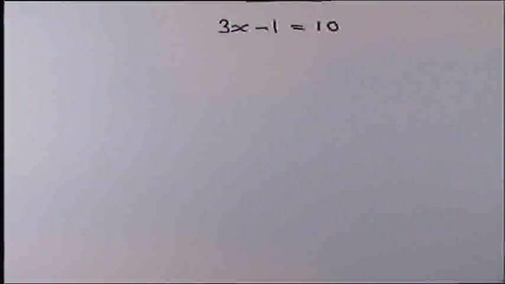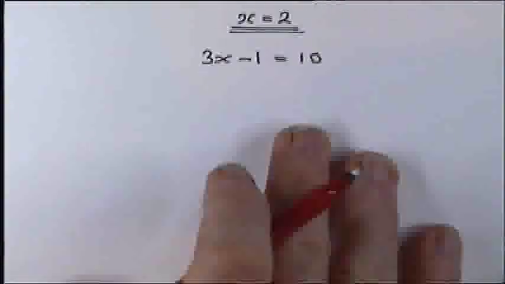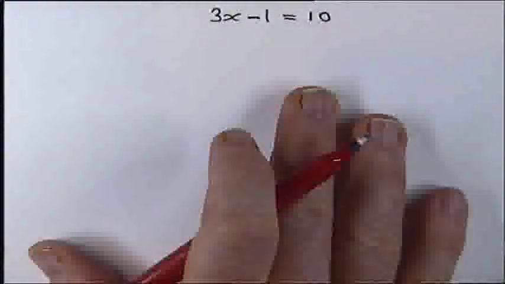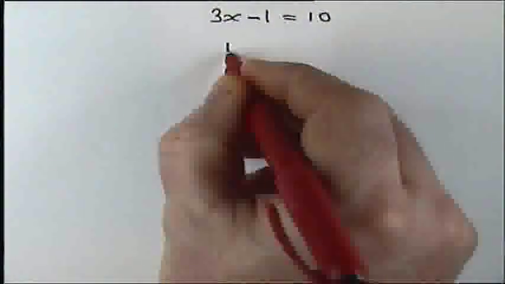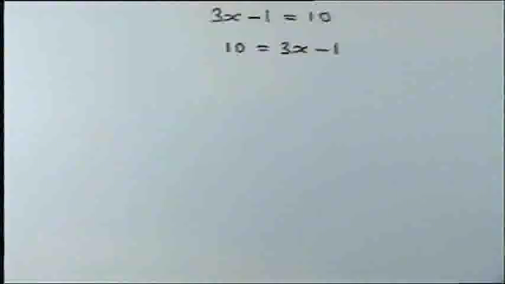And I'm going to show you a couple of methods over the next few videos on how to solve these equations. Now, before we do that, let's just get something clear. A lot of the time you'll see equations written like that, 3x minus 1 equals 10. But I could have equally written the equation as 10 equals 3x minus 1.